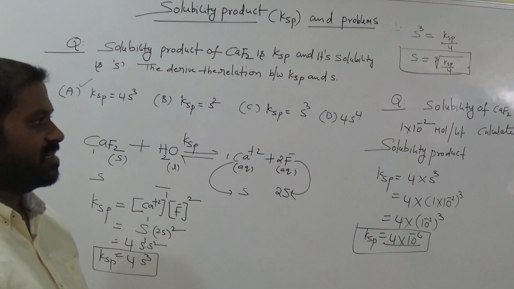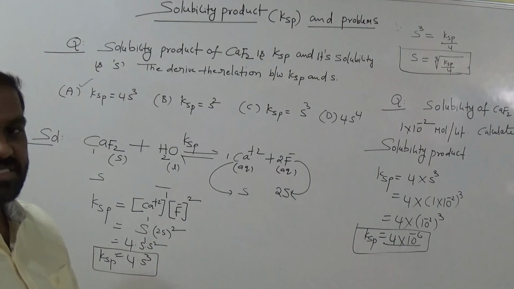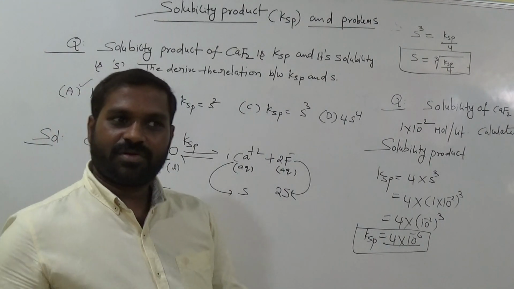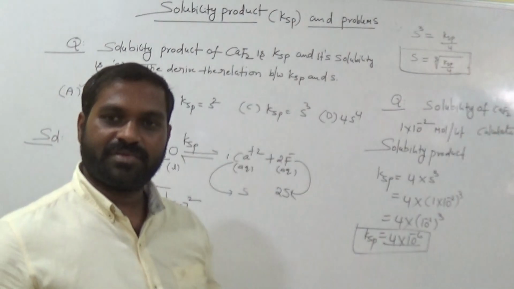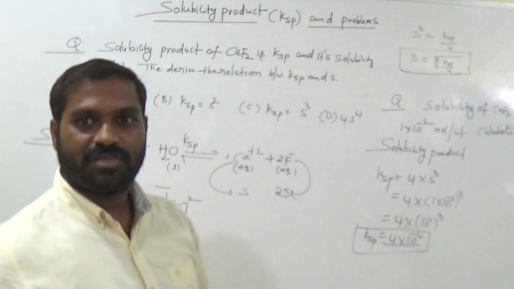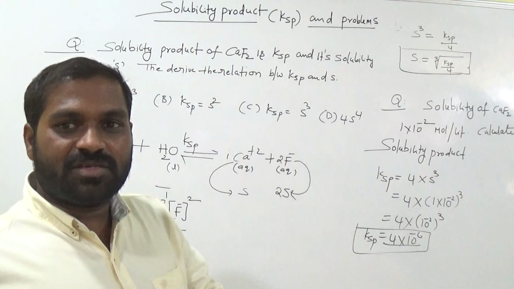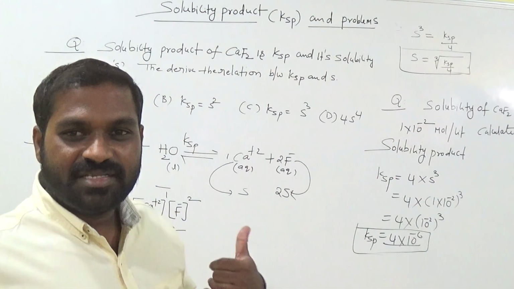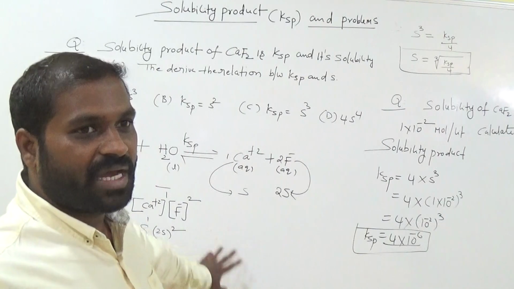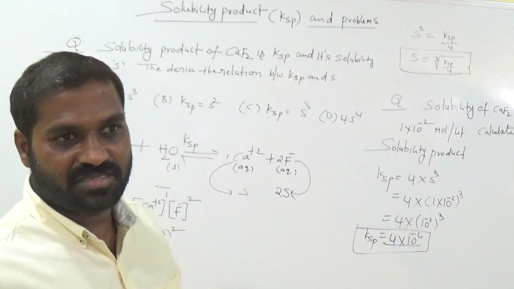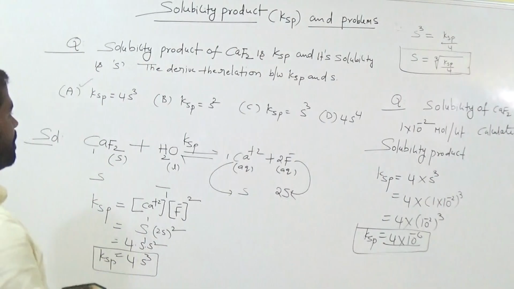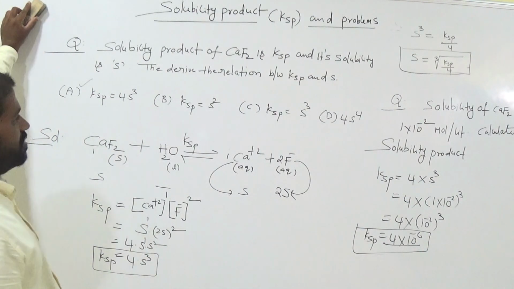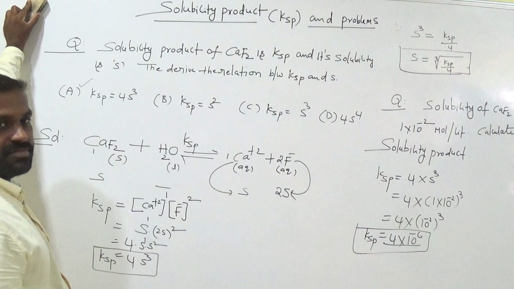It's clear? In AgCl we have S square. In CaF2 we have 4S cube. Are the solubility product values and formulas changed or not? Changed here. So we have this concept in JEE Mains. Okay. So let's see how it becomes easy for you. Is it clear up to here?